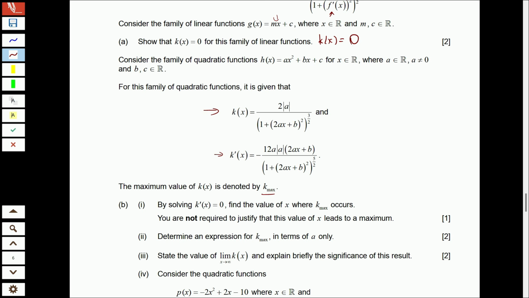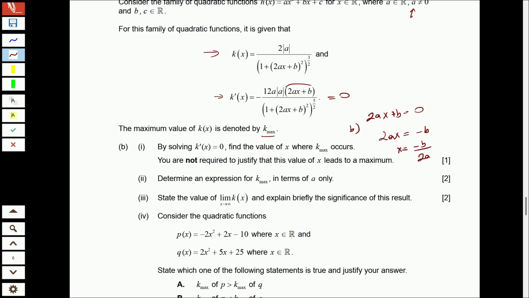To find a maximum value or maximum point of a function, we need its derivative, and we equate this derivative to 0. So if you equate this derivative to 0, since a does not equal 0, I know that 2ax plus b will be 0. From here, you can find x by first subtracting b from both sides, and then dividing both sides by 2a. x equals minus b over 2a. This is the value where the maximum occurs, right?